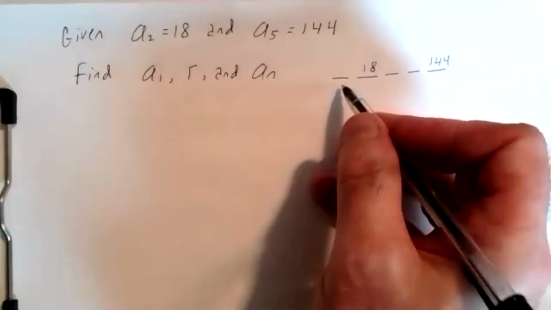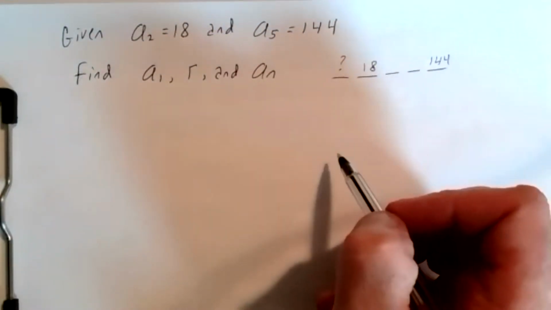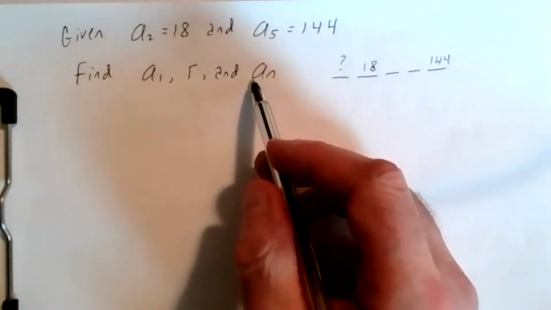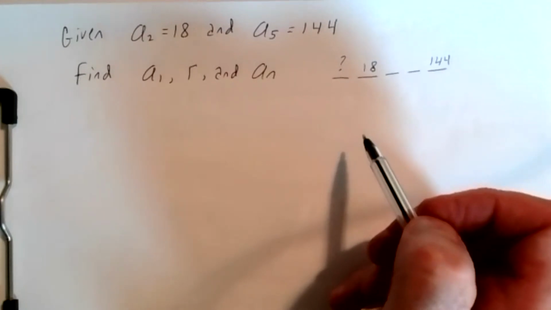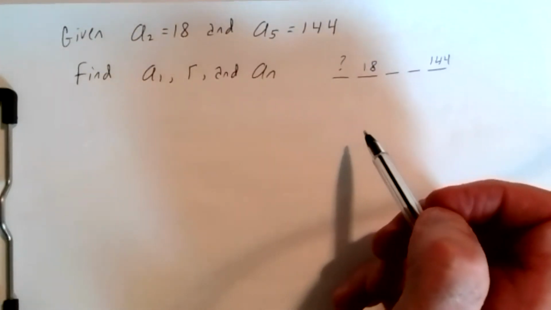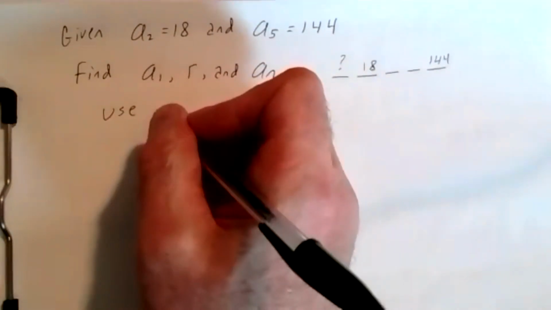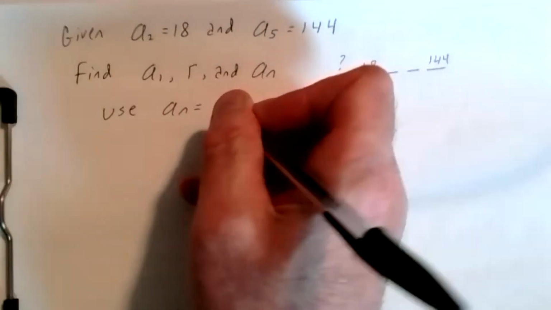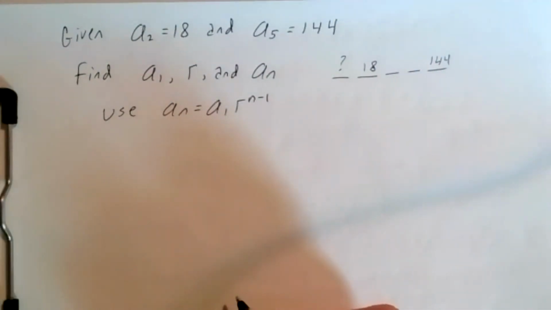They want you to find the first term right here. They want you to find the common ratio. And they want you to find an nth rule in general. Okay. So how are we going to do that? Well, we can make use of the nth rule. So using our general nth rule for a geometric sequence, we will use this.